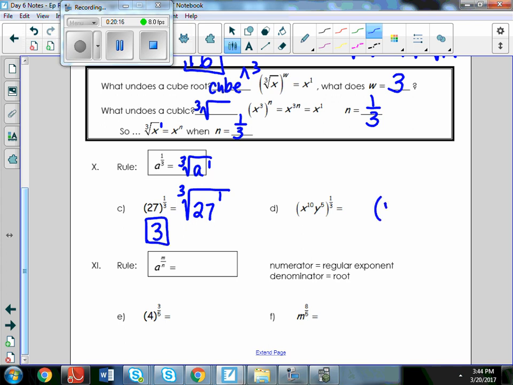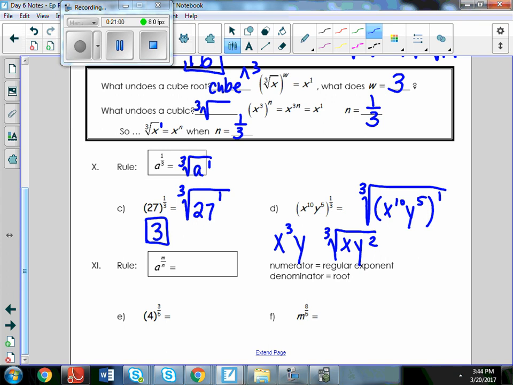Okay, so this guy, I've got x to the 10, y to the 5th. What's its power? Looking at that fractional exponent, what power is it? 1, which isn't going to change these numbers, but it's not always 1. And it's the cubed root. So if I had x to the 10, how many groups of 3 can you take out of 10? 3. So you'd have x to the 3rd, and you'd also have 1 left. And then how many groups of 3 can you take out of y to the 5th? 1, and you'd have 2 left.